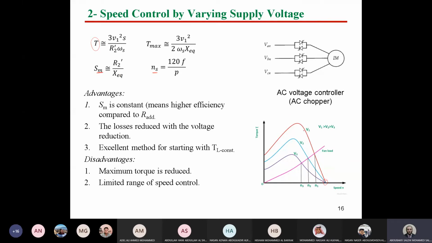So as you can see, if we have here V1, but let's say decreasing the volt, not increasing. If you decrease the volt like that, you will find that S maximum is constant.